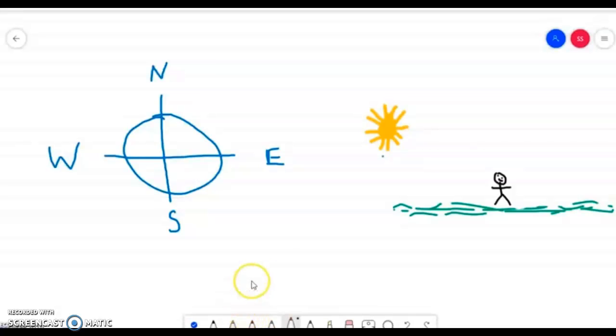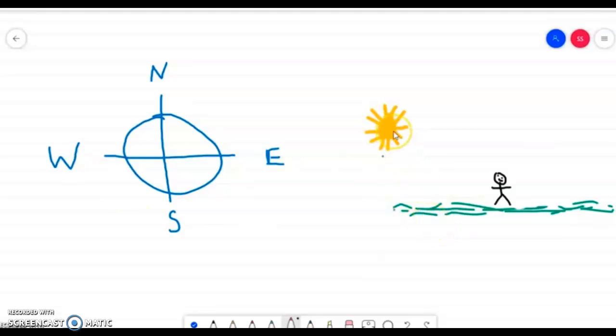Okay, we have our compass rose here with north, east, south, and west. We have our sun shining down on this person, which is a good example of radiation because we don't have to touch it, we can feel it. But looking at our compass rose, we know that our sun is more so in the west direction.